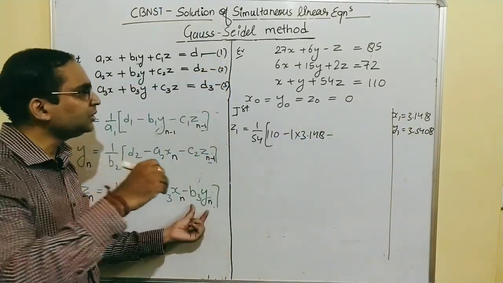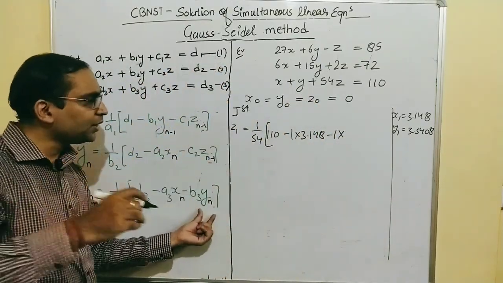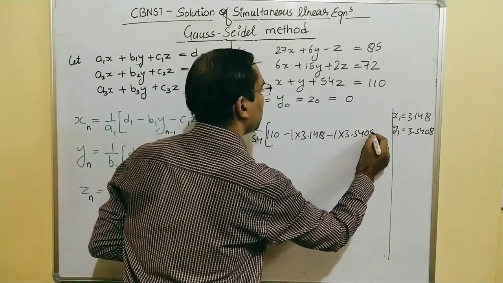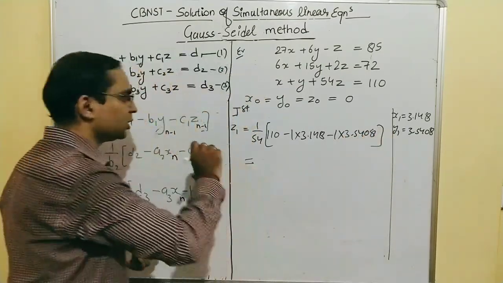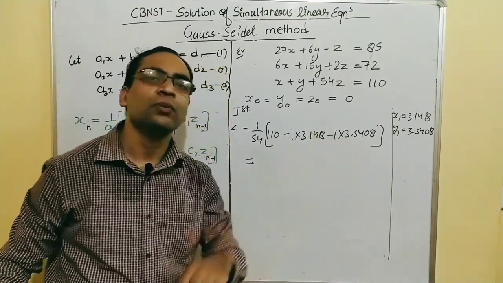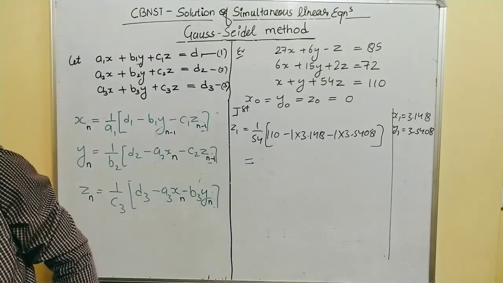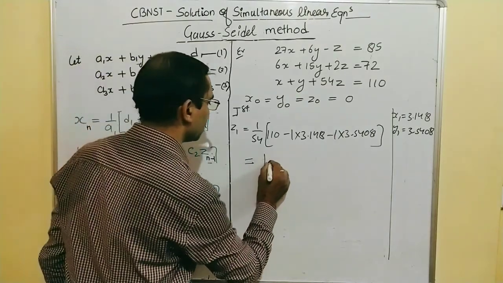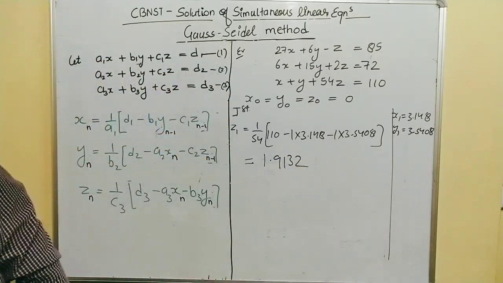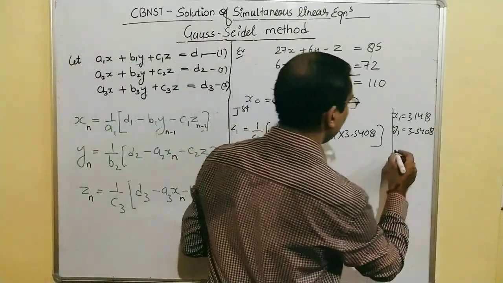Then minus b3. What is b3? This is 1, cross latest value of y. What is the latest value of y? This is 3.5408. So just remember that to calculate z1 we have used x1 and we have used y1 here. So the value of this z1 comes to be 1.9132. So this is the first iteration, and let me save the value of z1.